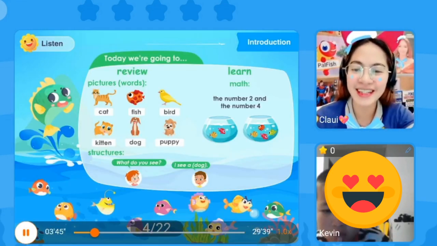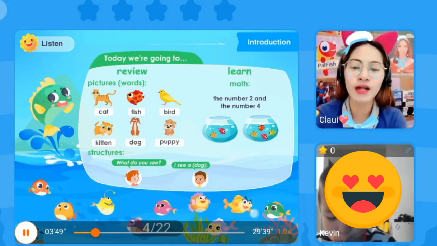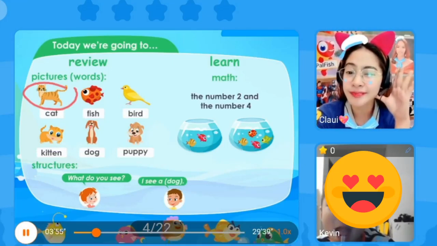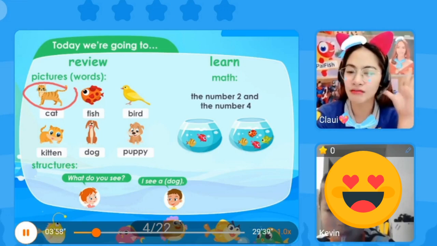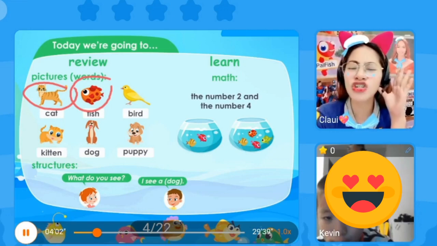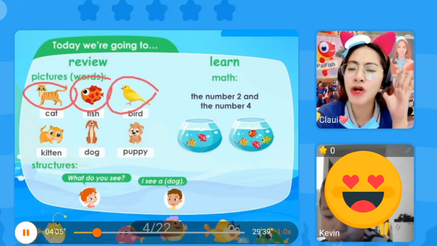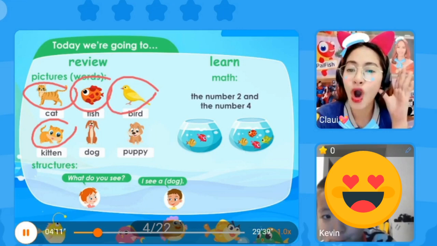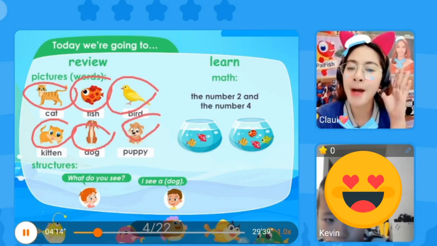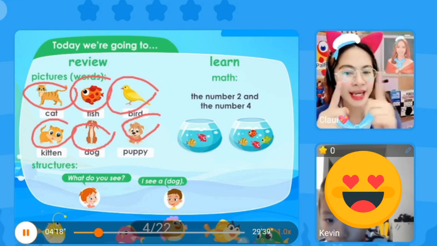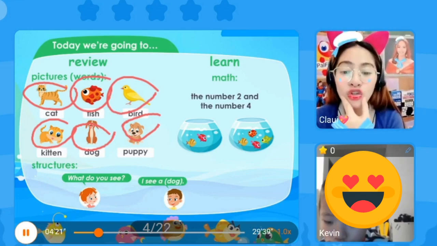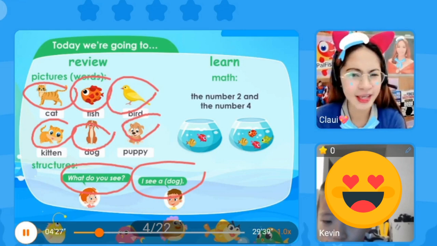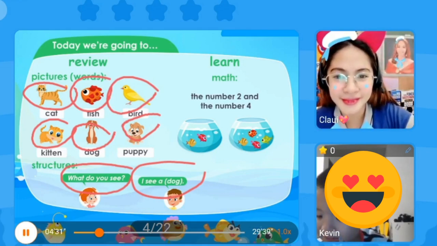All right, now, Kevin, today we're going to review the words. Now, let's say the words one by one. Cat. Cat. Fish. Fish. Bird. Bird. Kitten. Kitten. Dog. Dog. Puppy. Puppy. And the sentence structure, what do you see? I see a dog. I see a dog.